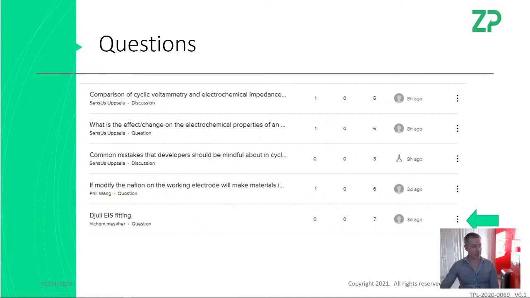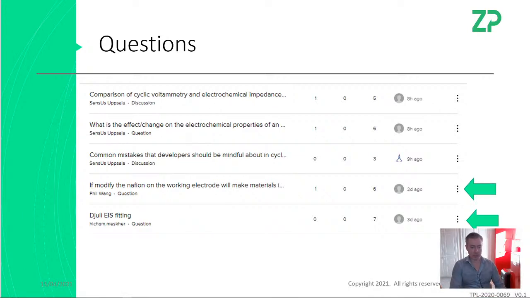One of them was about Djuli and EIS. Djuli is an online database for the storage and manipulation of electrochemical data, and you can share your electrochemical data as well. We've talked about an EIS function coming, so I'm going to do a demonstration on Djuli today.